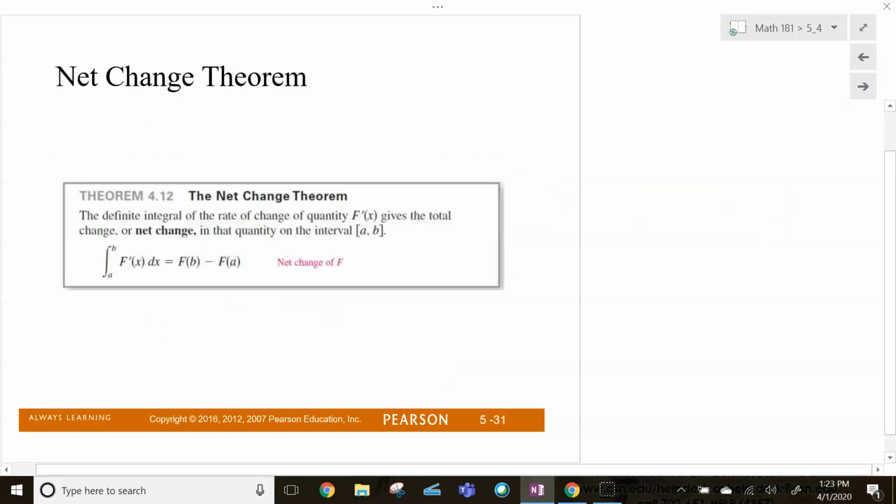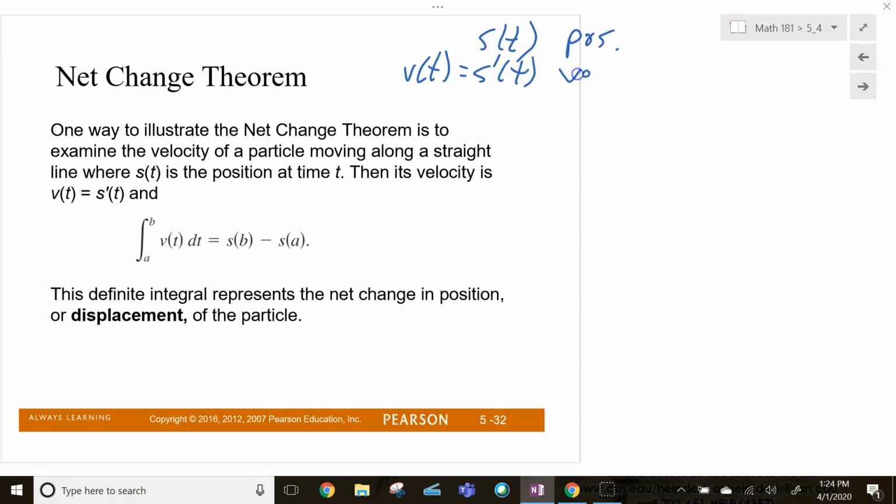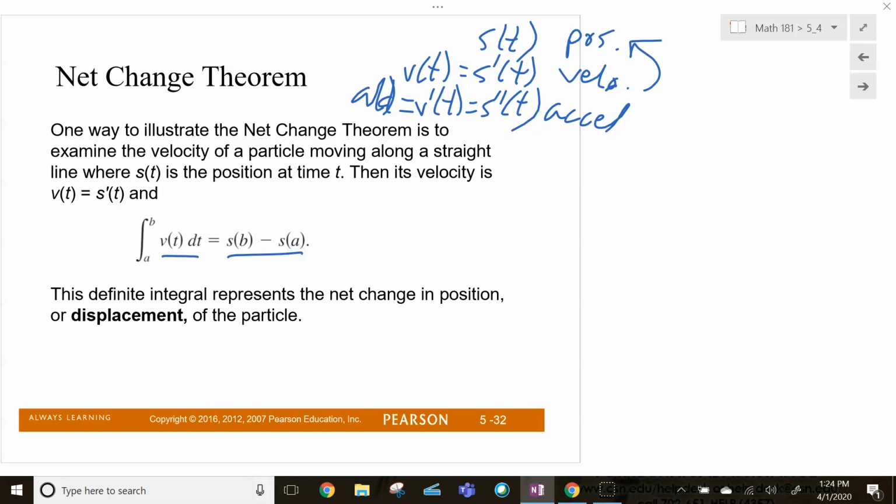So I think this is oftentimes best illustrated when you're discussing position, velocity, and acceleration. Velocity is the derivative of position, and acceleration is the derivative of velocity. So if we take the integral of the velocity, that'll take us back to the position, evaluated from a to b, as b minus a. So if this is time t, this is giving you the displacement of a particle.